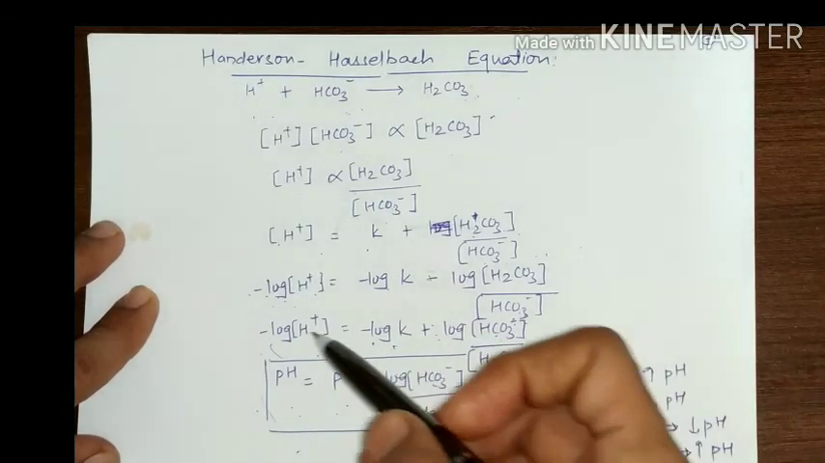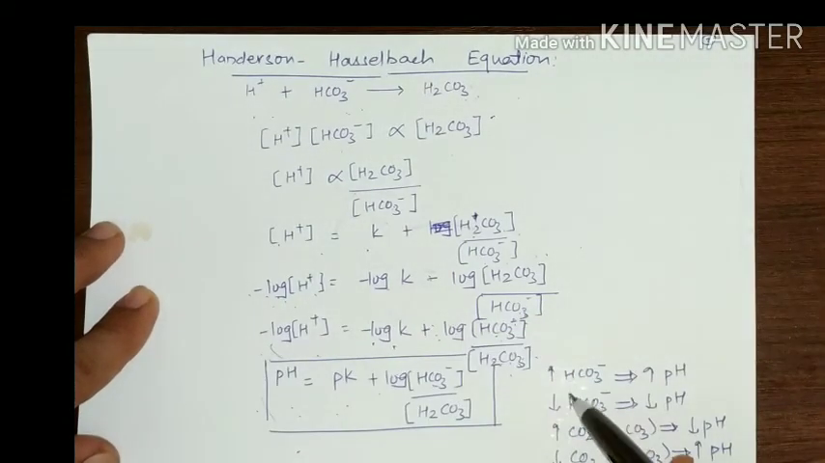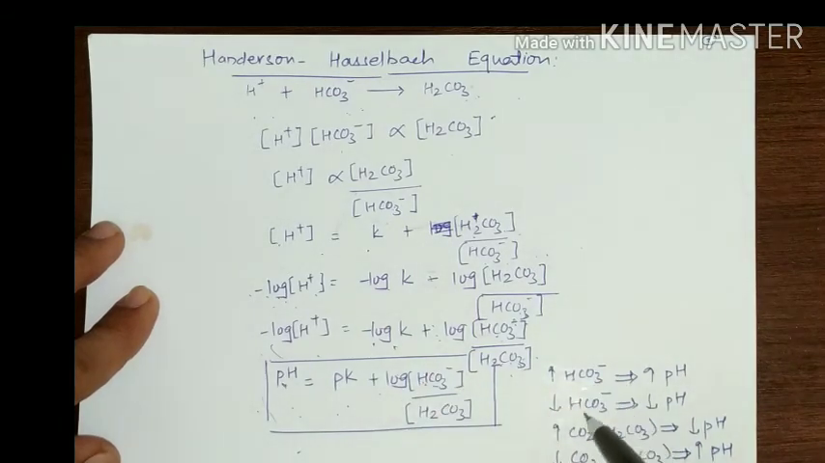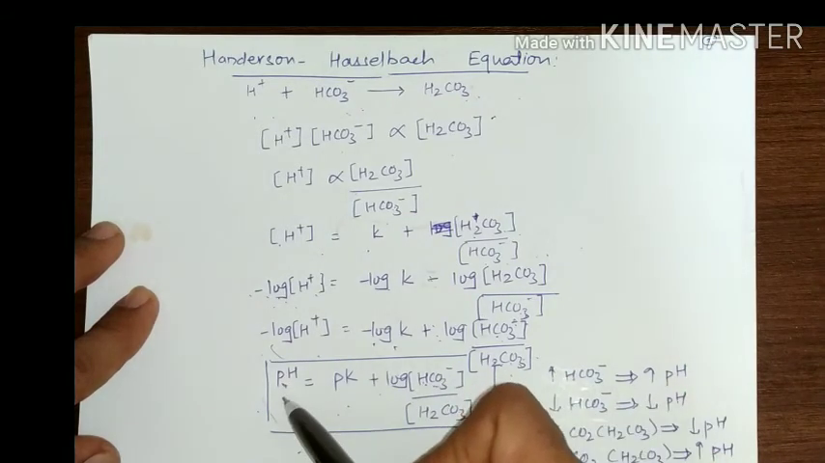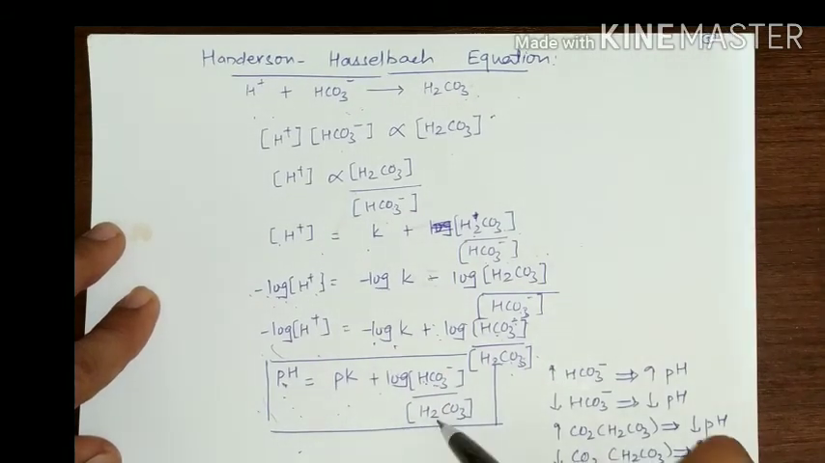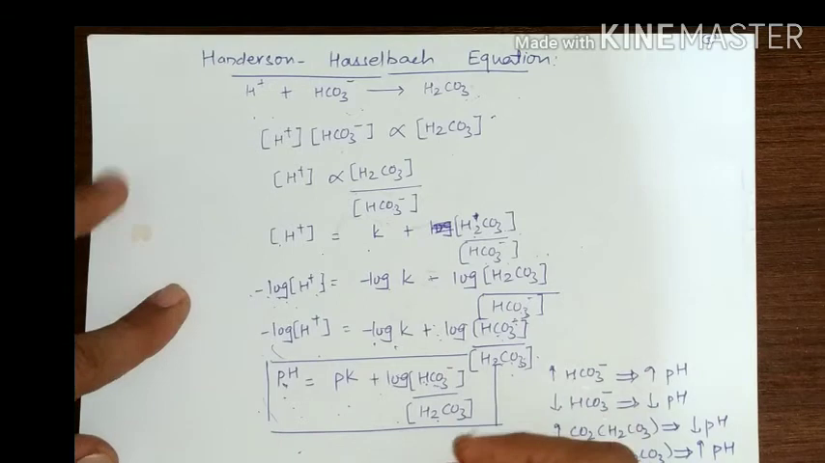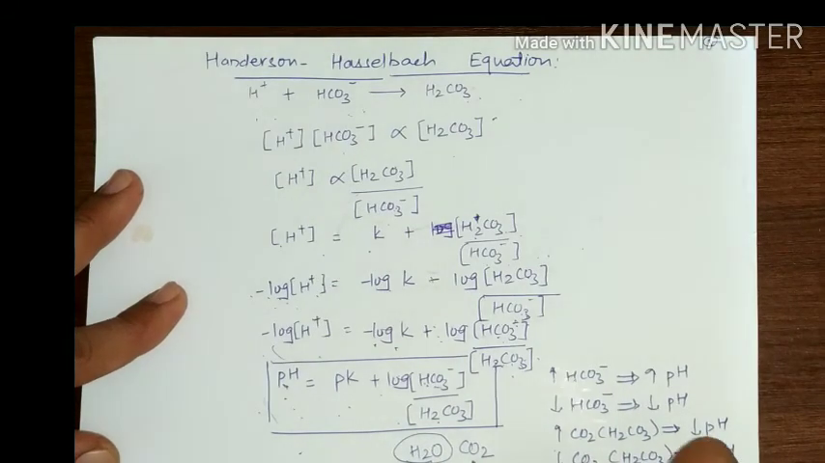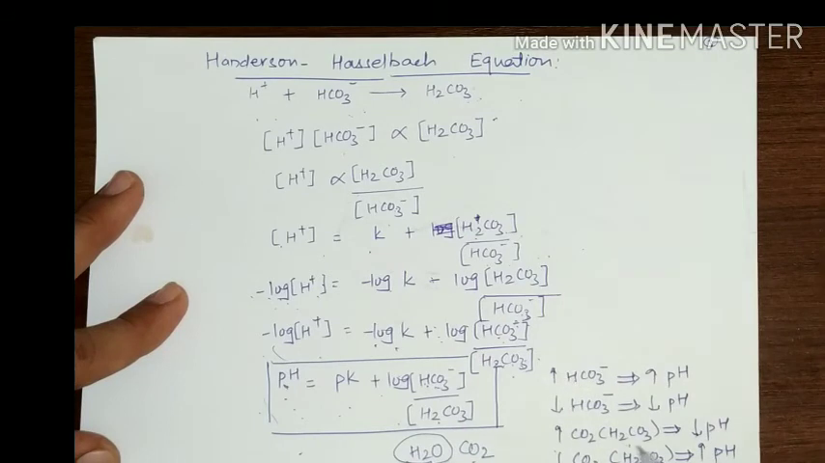Now here from this equation we can say that when HCO3 minus ion concentration increases, pH increases. You can see, directly proportionate. When HCO3 minus ion concentration decreases, then pH decreases. When H2CO3 concentration increases, mainly CO2, why? Because this H2CO3 is further converted into H2O and CO2, and pH of H2O is neutral. So when the CO2 concentration increases, then pH decreases because it is inversely proportionate. And when the CO2 concentration decreases, pH increases.